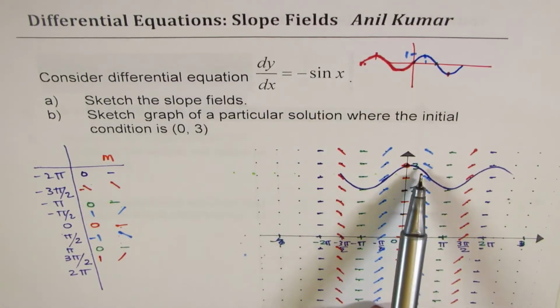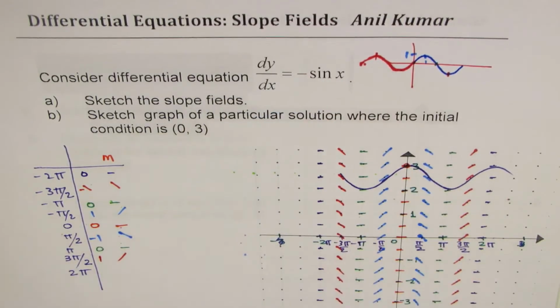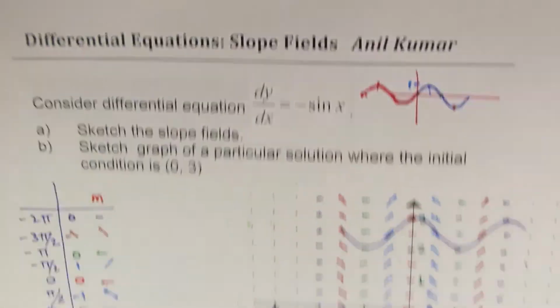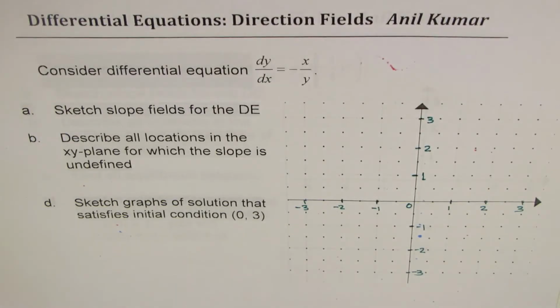You know, the derivative of a cosine function is minus sine x. So it makes sense. So that is how we can look at the solution from the slope fields. I hope this point is well taken care of. Now let's take the next example, and then we'll do a question in more detail.